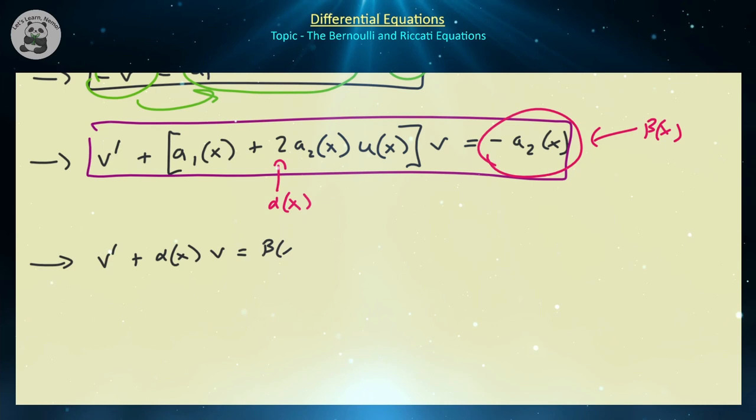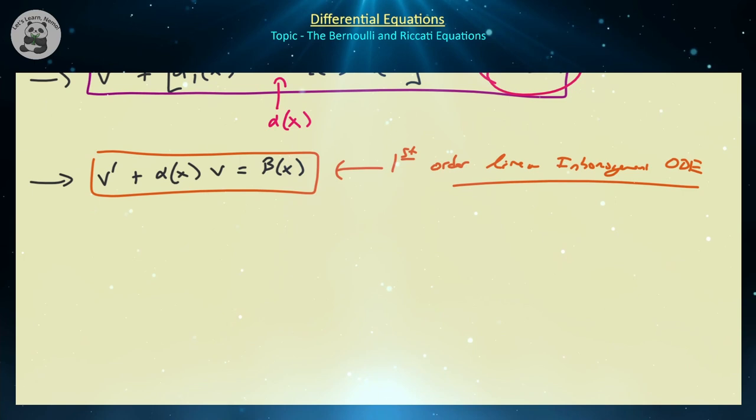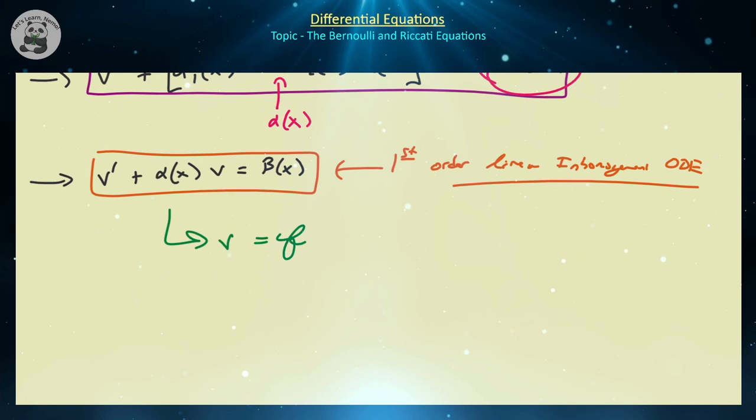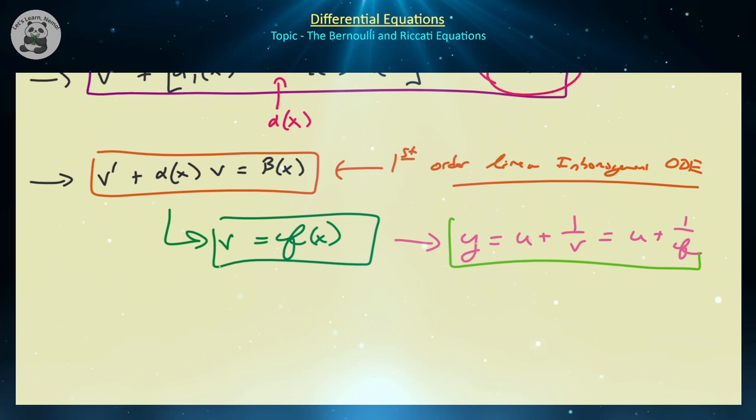So once we have that, we have v prime plus alpha x v is equal to beta x, and this is what type of equation? That's a first order linear inhomogeneous ordinary differential equation, which we know how to solve via integration factors. Right? So let's assume that v, our solution, is going to be equal to some function of x. Let's call it fancy f of x. Keep in mind we said that y is equal to u plus 1 over v, which in this particular case is going to be u plus 1 over fancy function f, right? And that would be a more general solution compared to the particular solution that we originally started with, right?